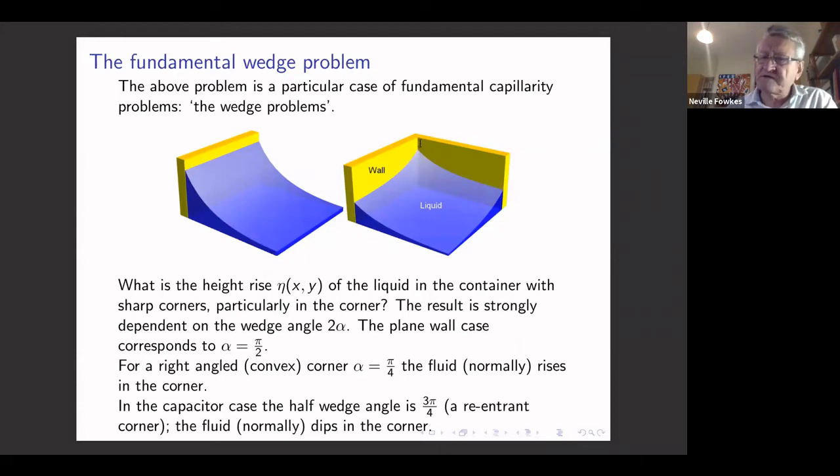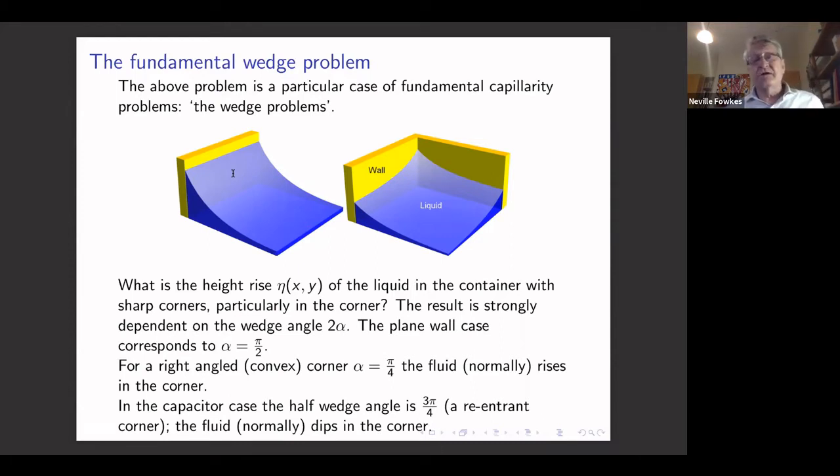And you can see in this case, the water actually rises up that corner and flattens out further away. What actually happens depends very much on the angle of this wedge. This is a right angle here, and as I pointed out, for most materials, wetting materials, the surface rises in the corner. For a flat corner, of course, you end up with a uniform height rise over here, which is good.